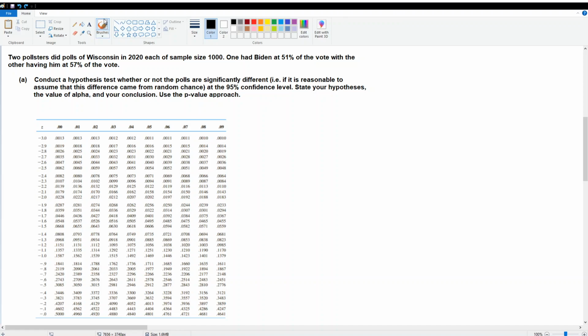All right. So we have to start with our hypotheses. In this case, our null hypothesis is that the proportion from the first poll is equal to that of the second poll. And our alternative hypothesis is that they are not equal to each other. Now, since we have a 95% confidence level, and alpha plus the confidence level has to equal 100%, our alpha is 5%, which is 0.05. Now, we can proceed to doing our computations.